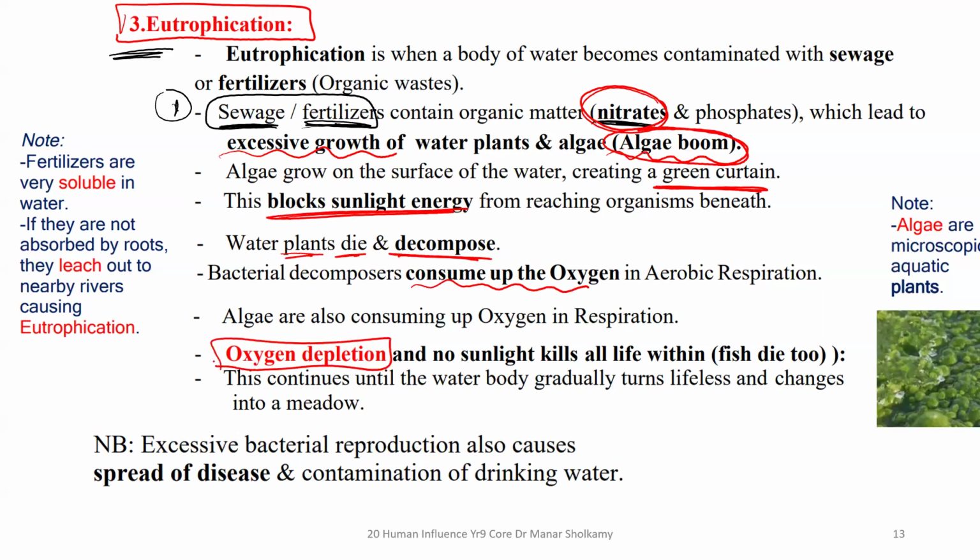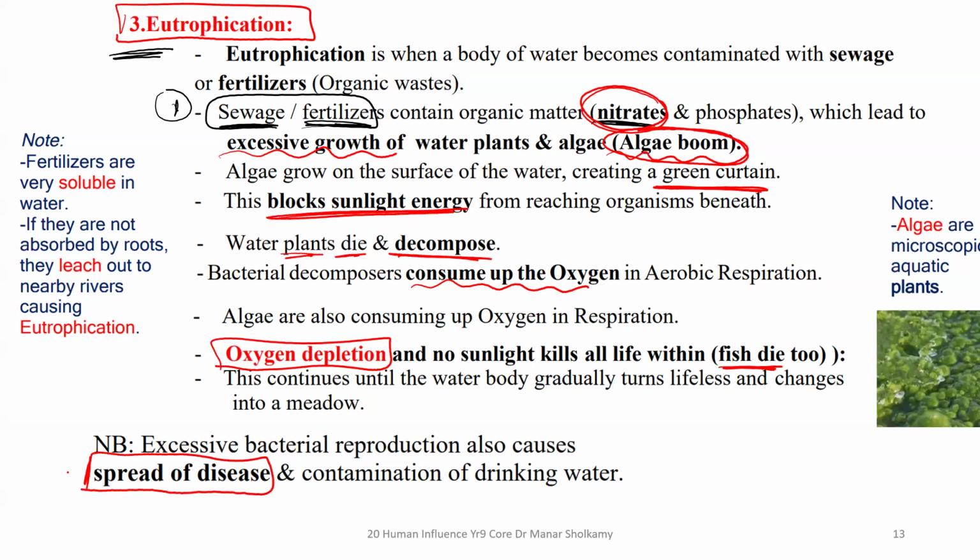Less oxygen means no fish. The fish will die also, and they will also decompose. And with time, I will have no river, no plants, no fish, no oxygen. This is eutrophication. Not only that, when I throw sewage into the water, this is going to cause the spread of disease.